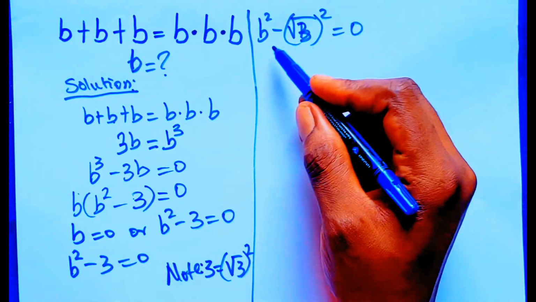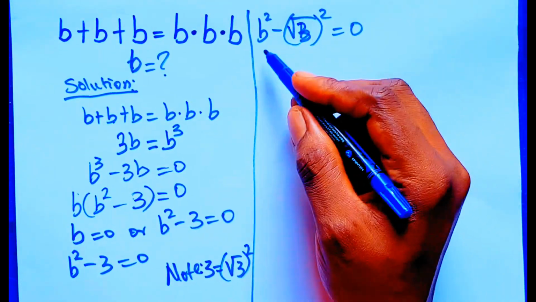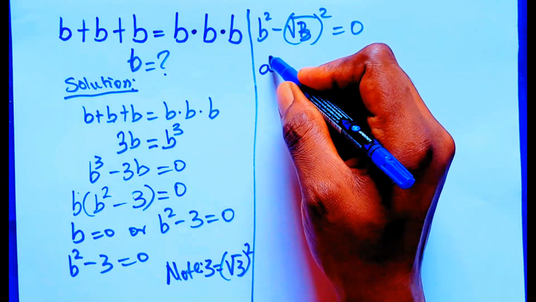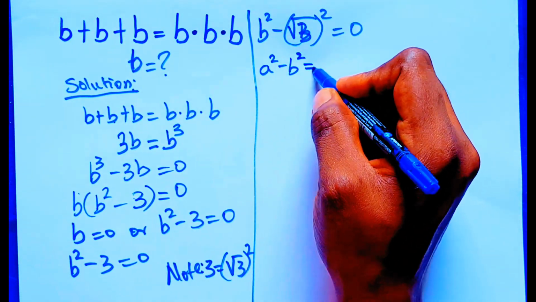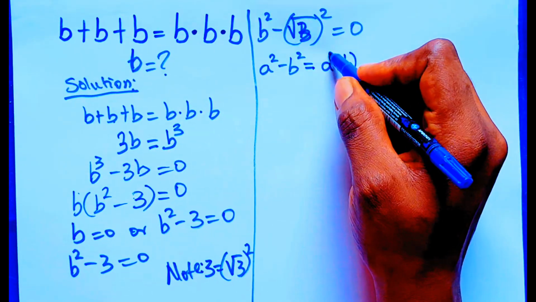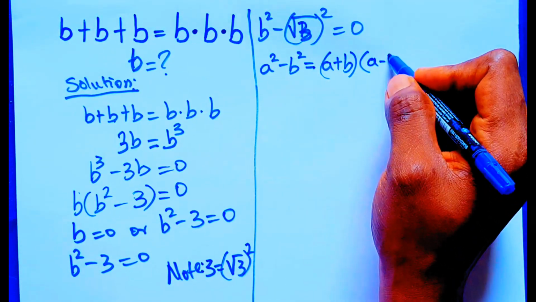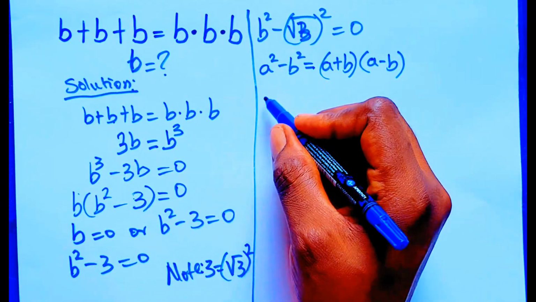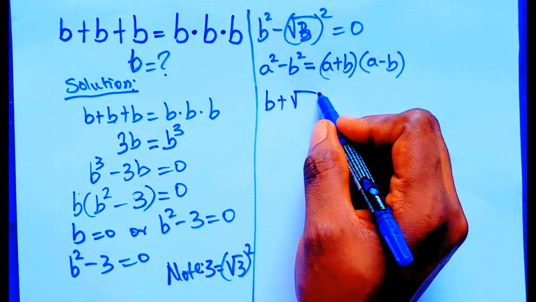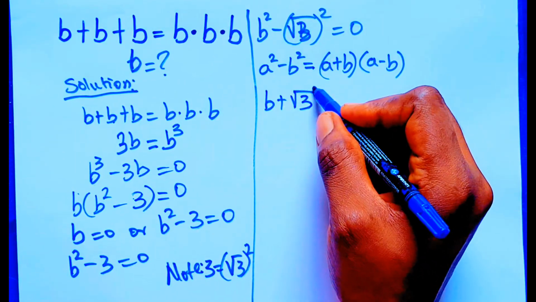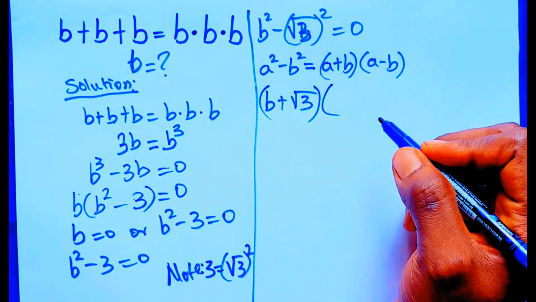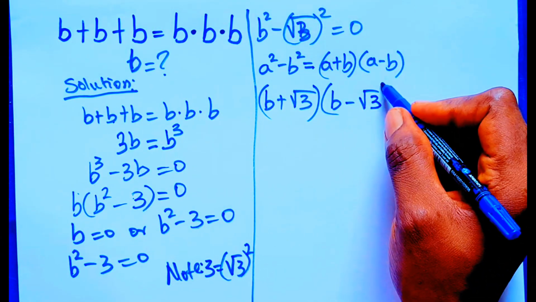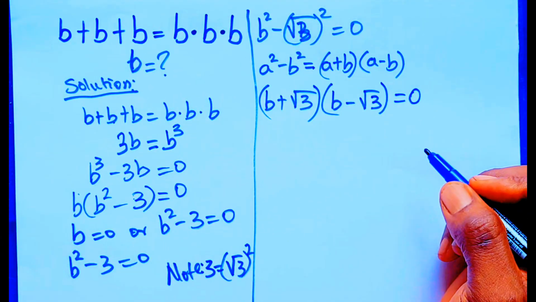Now from here, we are going to apply the difference of two squares. This is an algebraic rule which says that if you have a squared minus b squared, this equals a plus b and a minus b. So if we apply this rule here, we are going to have b plus square root of 3, then we close this parenthesis, open another parenthesis, b minus square root of 3. We equate everything to 0.